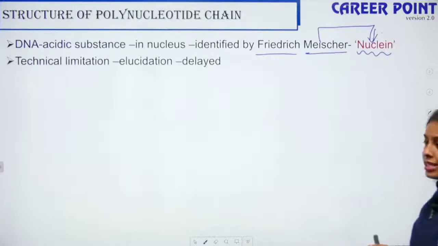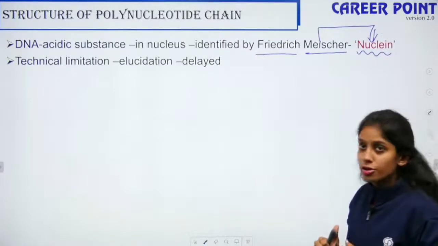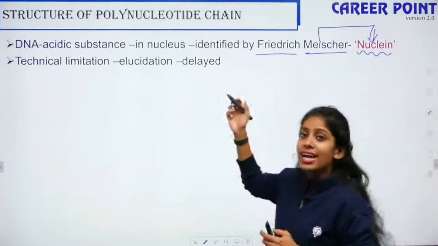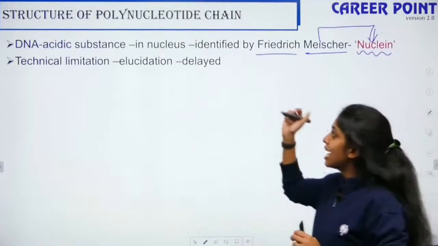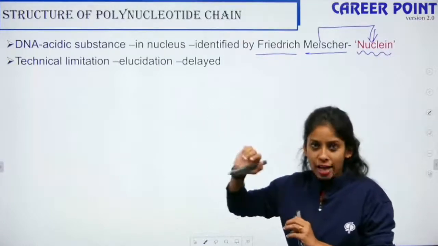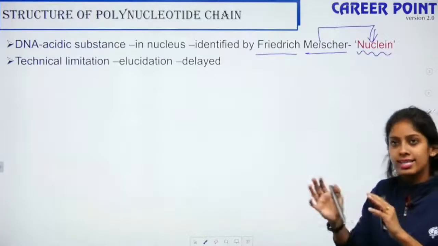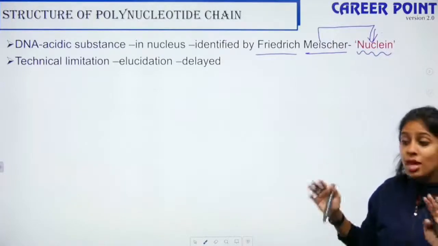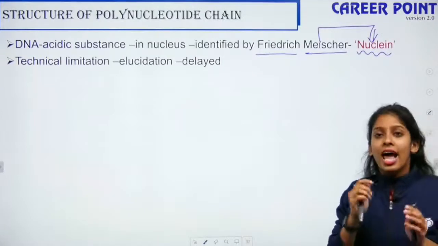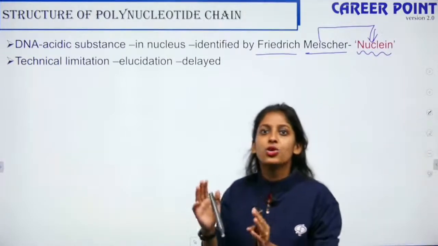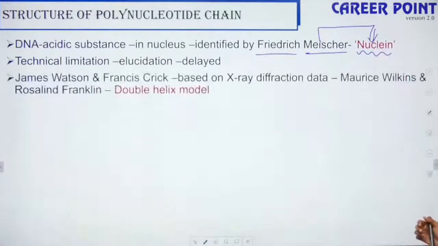Okay, yes. But one big disadvantage or drawback was that we could not identify or isolate your DNA outside. Thus elucidation took a lot of time. So we know DNA is present inside the nucleus and it is acidic, it is called nuclein. But we were not able to extract the DNA out of the nucleus, and thus the study of DNA took a bit longer. The elucidation was a bit delayed.